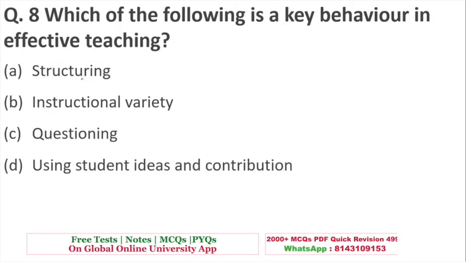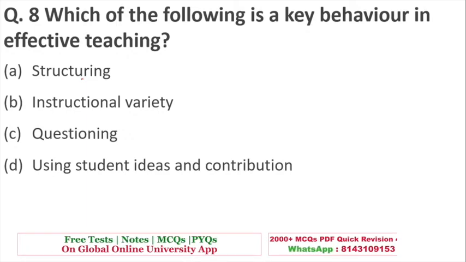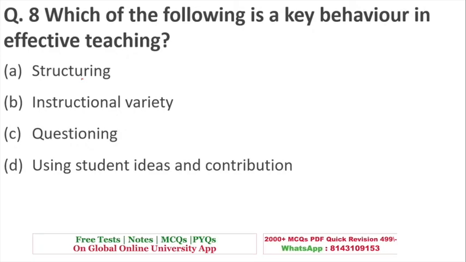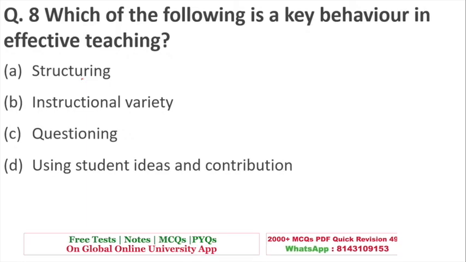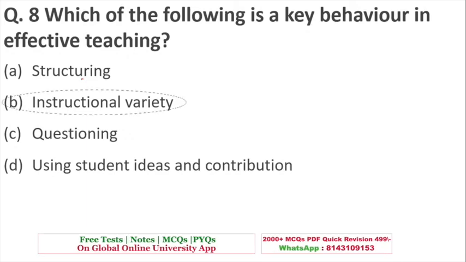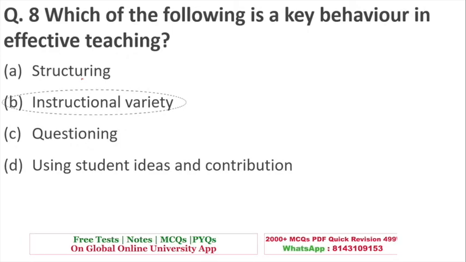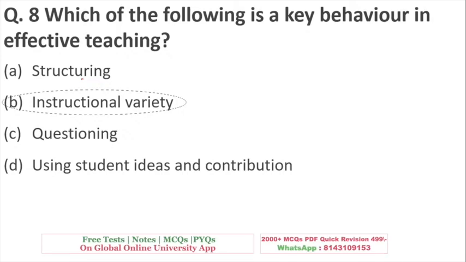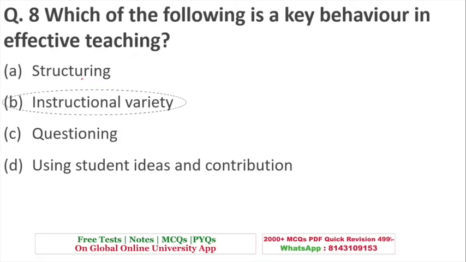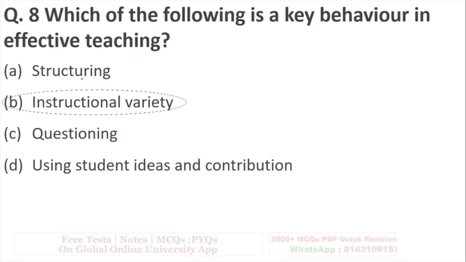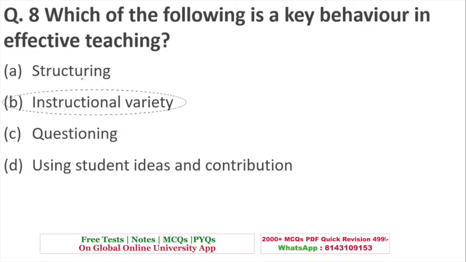Which of the following is a key behavior in effective teaching? Structuring, instructional variety, questioning, or using students' ideas and contribution. Instructional variety is very important for effective teaching. Yeah, Lakshmi, you're right. Empathy means understanding how the other person is feeling.